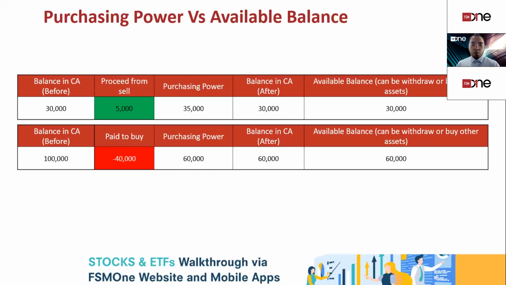Purchasing power will also reflect 5,000 if you have not placed any trade. But in this example, I will show you what will happen to the purchasing power if you have placed a buy or sell trade. Okay, let's see example number one.